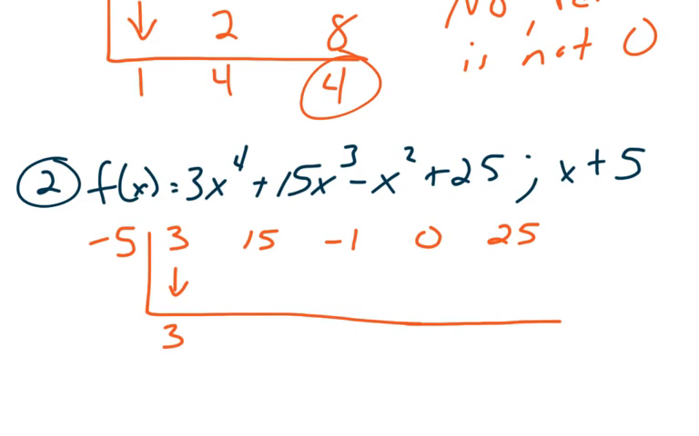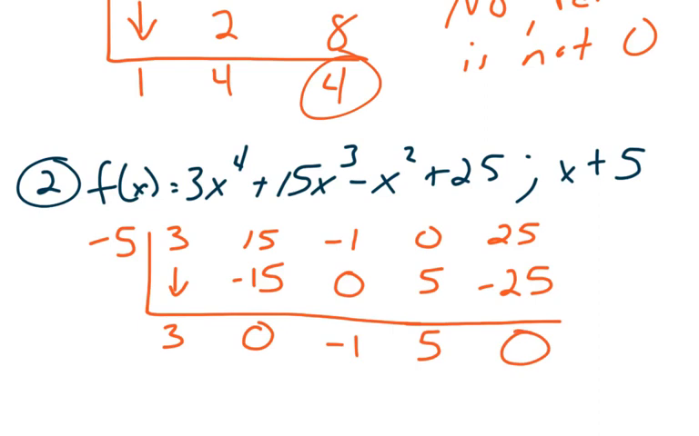Bring down your leading coefficient, multiply by that number out front. 3 times negative 5 is negative 15. Add straight down, that's 0. That's a good start, but let's keep going. 0 times negative 5 is 0. Add straight down, that gives me negative 1. Negative 1 times negative 5 is positive 5. Add straight down, 0 plus 5 is 5. Multiply 5 times negative 5, that's negative 25. That's a really good number, because we get 0 on the end.